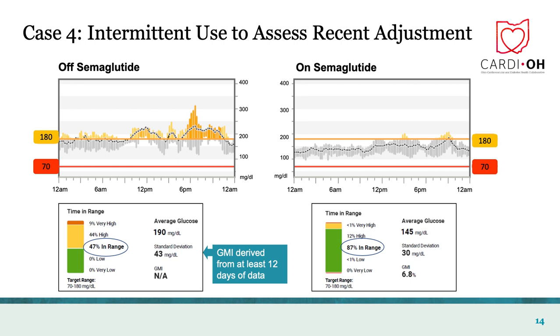for this particular software. And then if you look on the right-hand side of the screen, this is in the weeks following the implementation of semaglutide. All of a sudden, you see this time in range go up to 87%, and this is equivalent to an A1C estimated at 6.8%. But you're seeing these results a lot sooner than you would with just an A1C alone, which is generally going to take several months to really reflect the steady state.